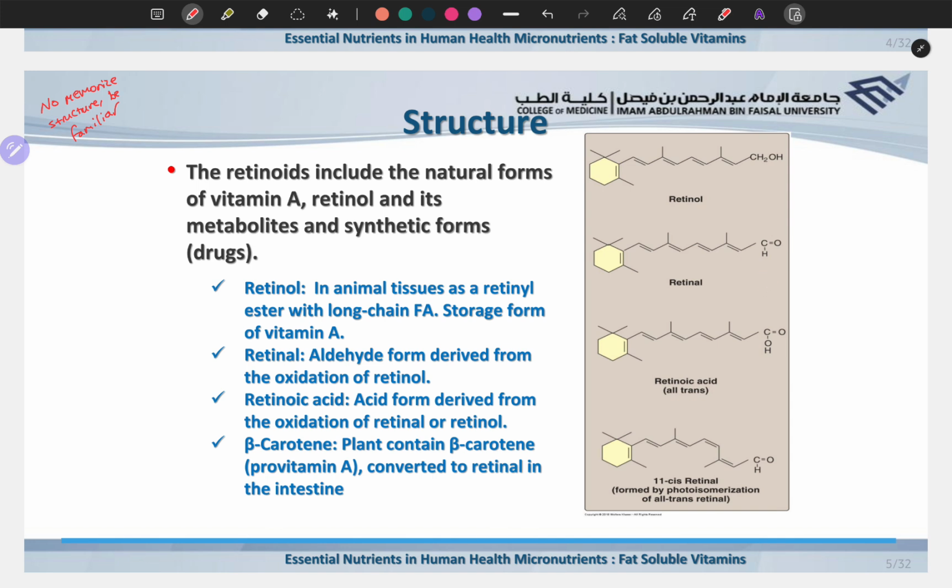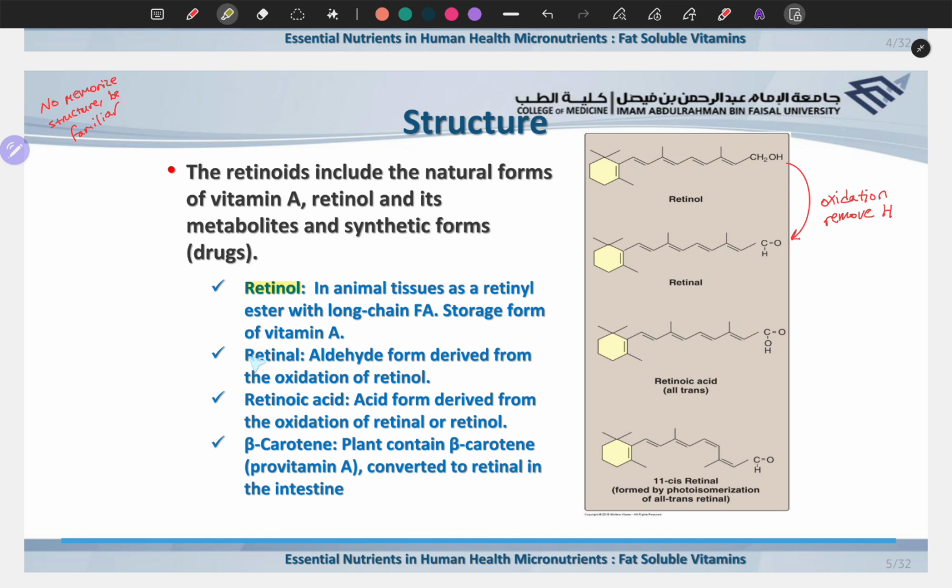So retinol from the animal sources, in animal tissues, exists as retinyl esters with long chain fatty acid. This is a storage form of vitamin A. The oxidized form is retinal, the aldehyde form, derived from the oxidation of retinol. Retinoic acid is also derived from the oxidation of retinal or retinol, both. It is the oxidized form. You see here it is CHO, here it is COOH, one oxygen added. So addition of oxygen is oxidation.